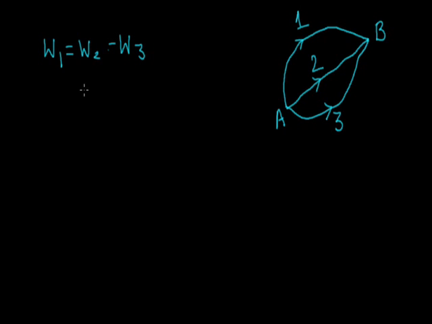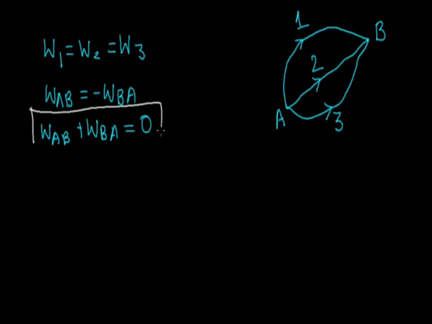Or we can also say here work done in a closed path is 0 under the conservative force field. So we can write here WAB equals minus WBA, or this equation can also be written as WAB plus WBA equals 0. So we can say in conservative forces, the work done in a closed path is 0.